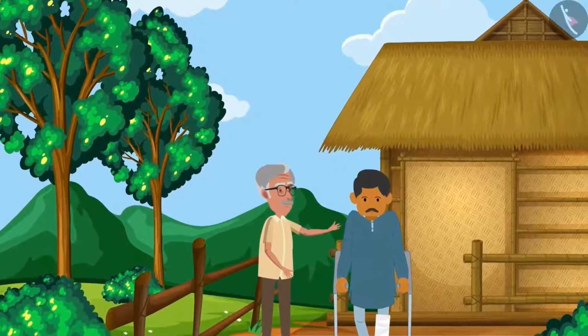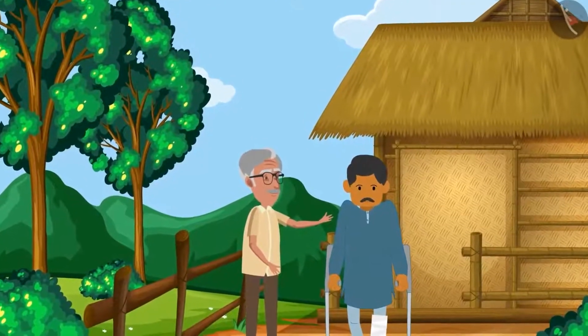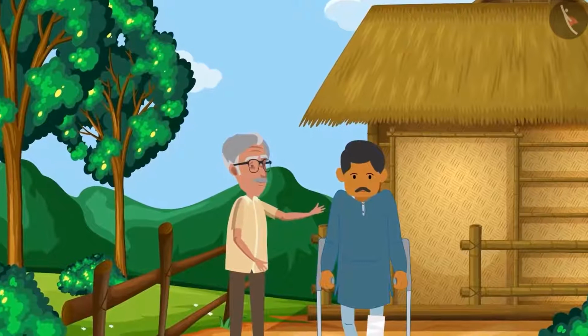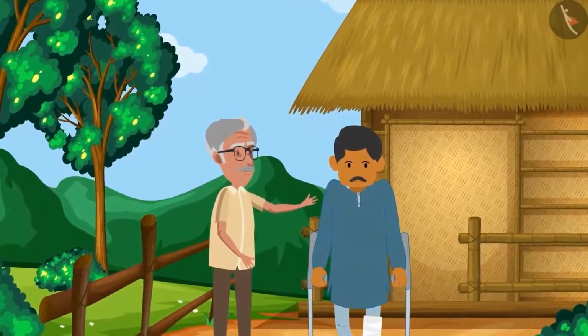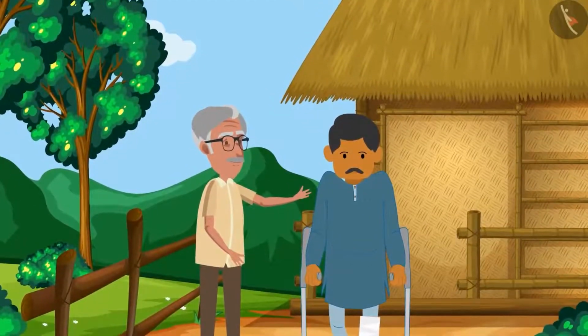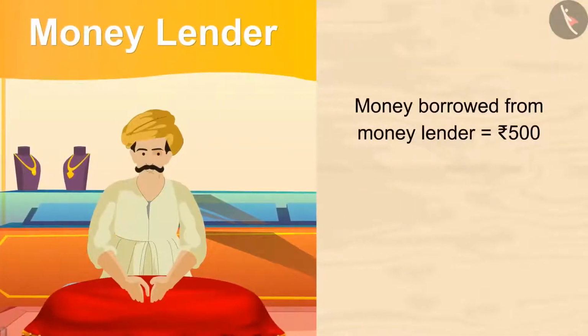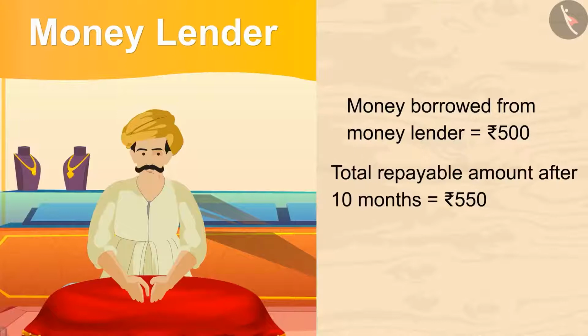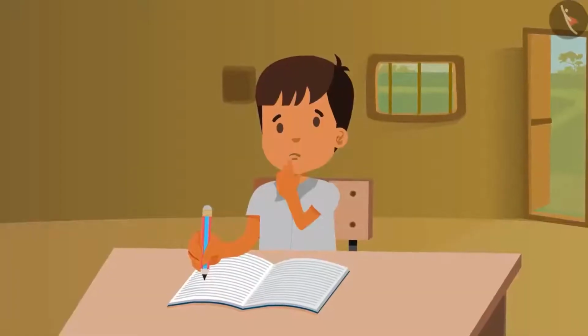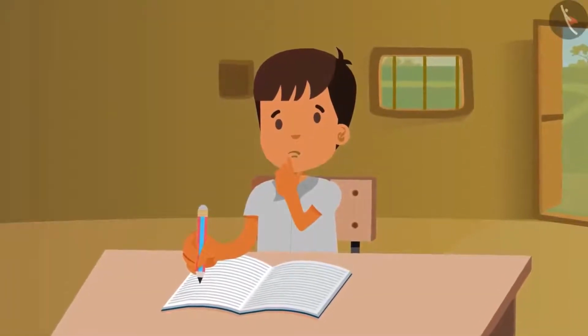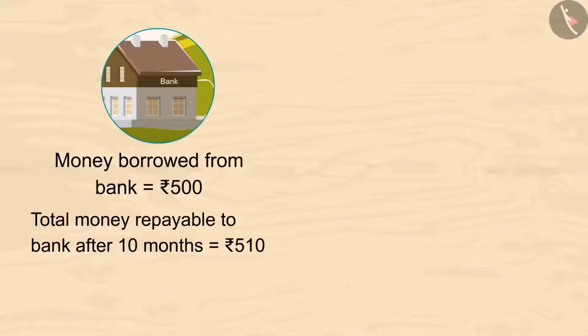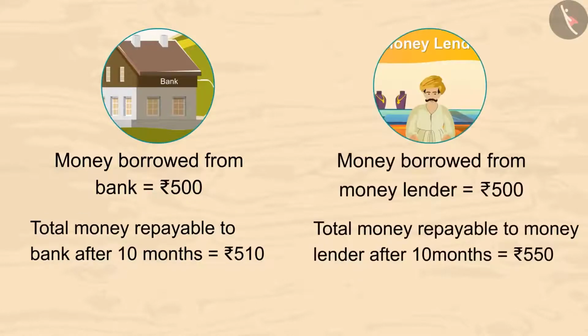Before taking money from the bank, one of the neighbors, Ghanshyam, suggested Vimal's father to borrow money from Pushkar, the moneylender. He said if Vimal borrows 500 from Pushkar, then at the end of 10 months, he had to return only 550 rupees to him. Kids, now you tell, which was the best suggestion for borrowing money, bank or moneylender? You can pause the video to find out the answer.